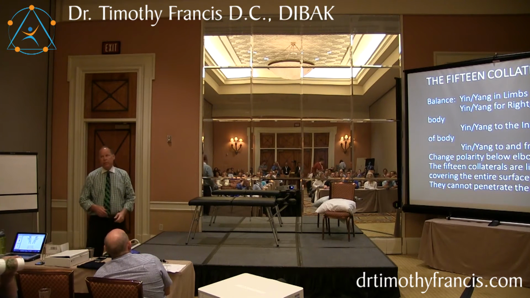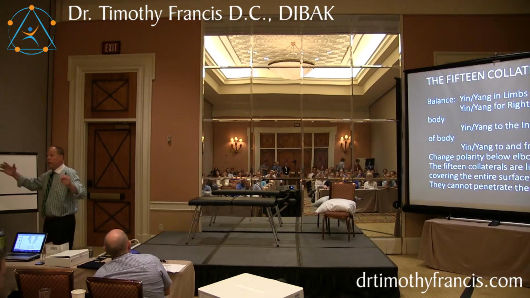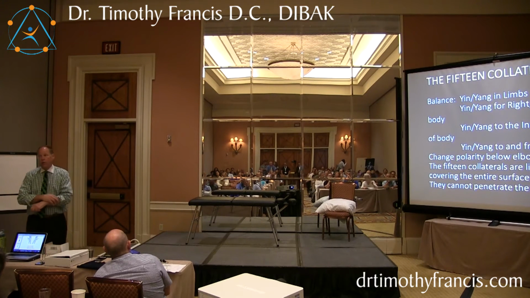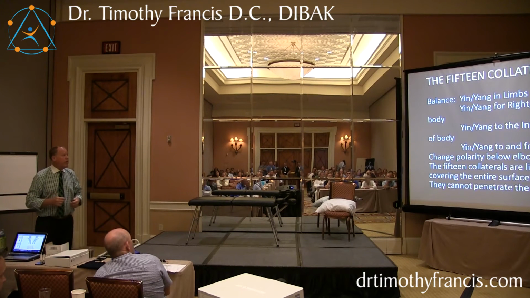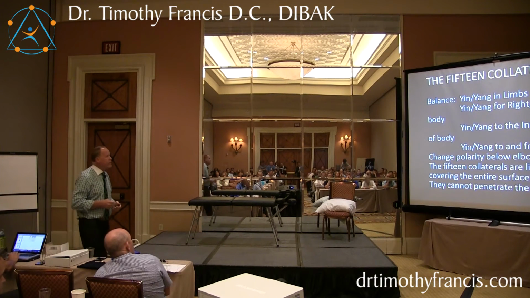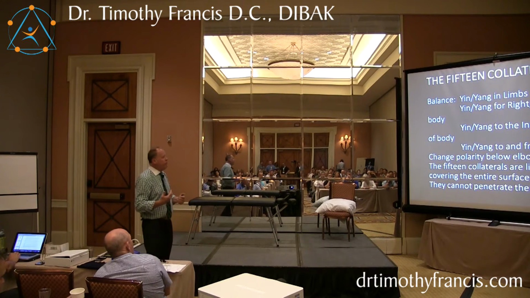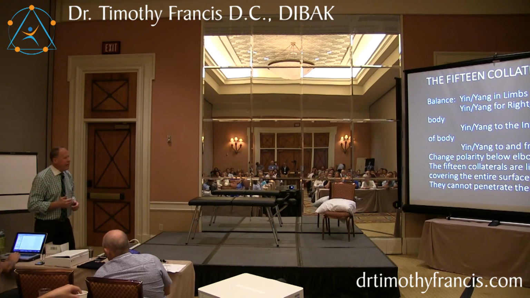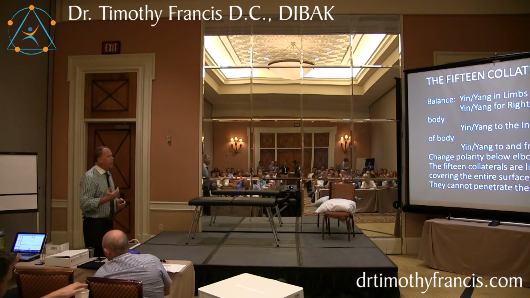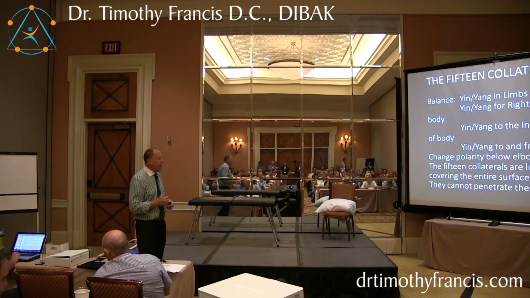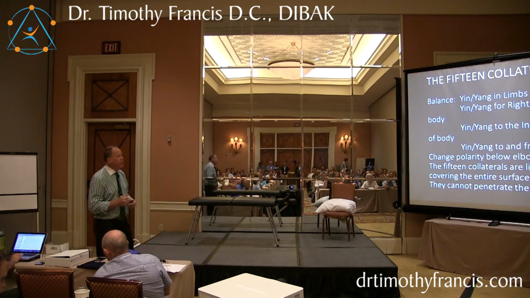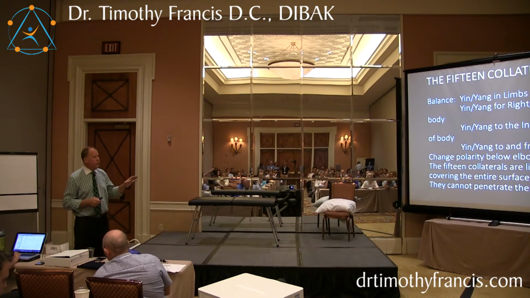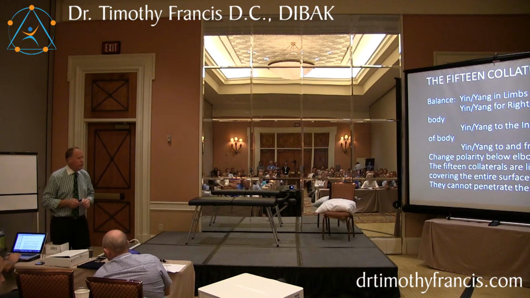So, that brings us up to the 15 collaterals now. So we're going to kind of go from the outside in. Now, the 15 collaterals, this is an older paper, and the function of these is to balance yin and yang in the limbs, and yin and yang for both the right and left sides of the body. It also balances yin and yang to the interior, exterior body, and it regulates yin and yang to and from the head. It changes the polarity between the elbows and knees, meaning in the fingertips. And the 15 collaterals are like a net covering the entire surface of the body.